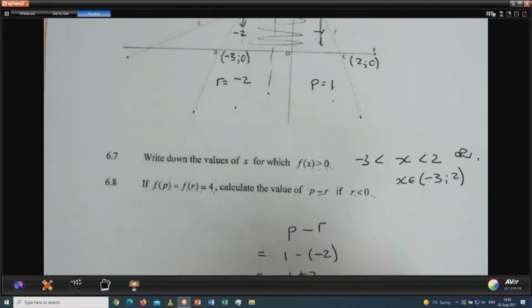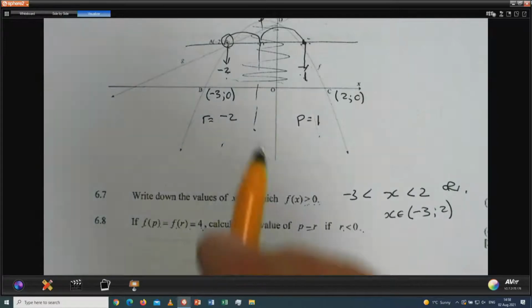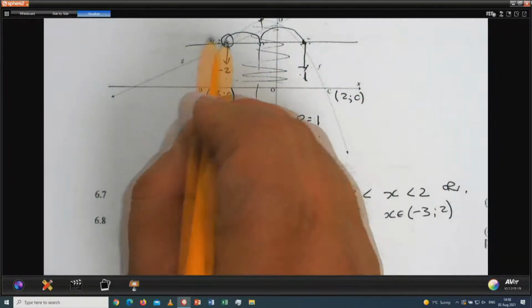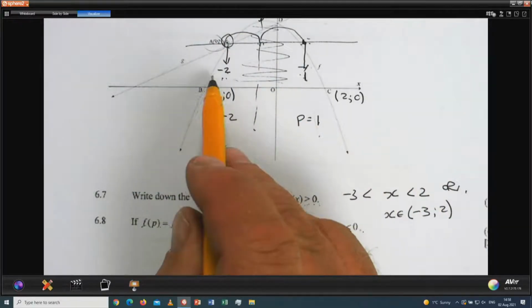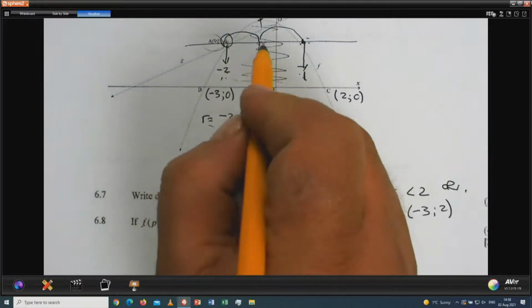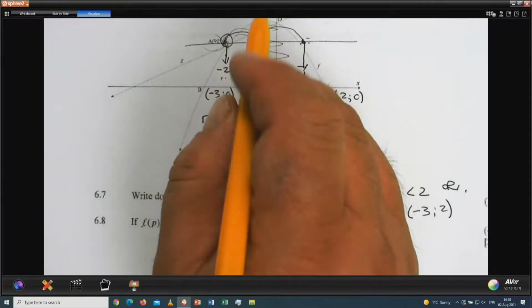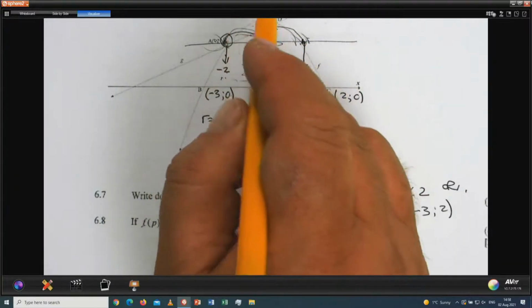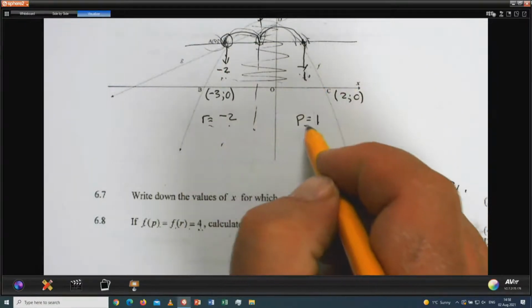Again, I will explain that. They say the f of p is equal to the f of r, which is equal to 4. Now, this y value here is 4. This x value here is negative 2. Because r is less than 0, r here is negative 2. Now, the distance from negative half to negative 2 is 1.5. So this distance here should be 1.5. So negative a half plus 1.5 will give you x equal to 1. So your p value is 1.